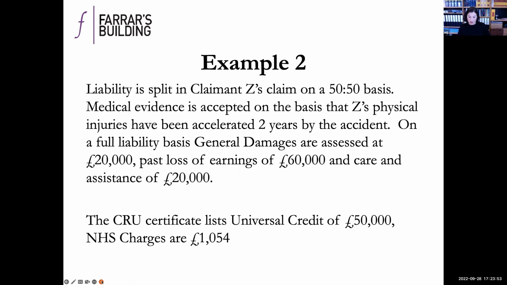So that's example 1. Example 2, where you've got a liability split decision on a 50-50 basis. It's an acceleration case, acceleration of 2 years. General damages are assessed on a full liability basis at 20,000, past loss of earnings of 60, and care assistance of 20,000. And you've got NHS charges of just over 1,000, 1,054, and £50,000 of universal credit.